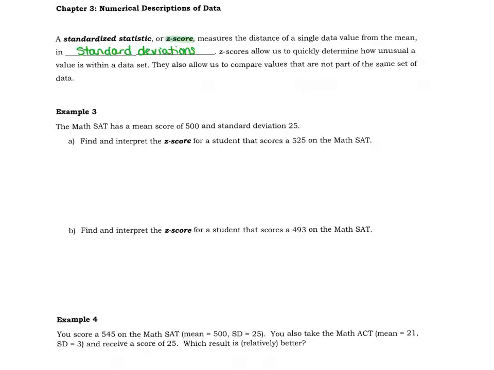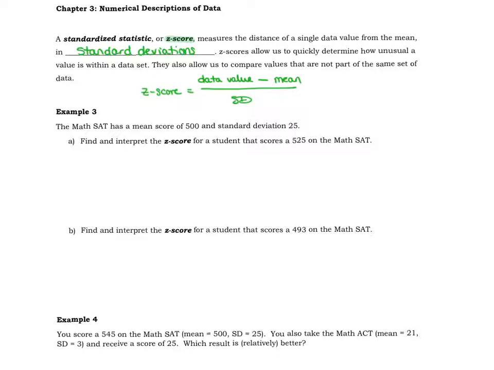All right, so real quick, let me tell you how it is you calculate a z-score. It's pretty simple. So a z-score, and yes, that's how I make my z's. I draw a line through them so they don't look like my 2's. For a z-score, you take the data value, whatever that happens to be, you subtract the mean, and you divide that difference by the standard deviation. Data value minus mean divided by standard deviation.